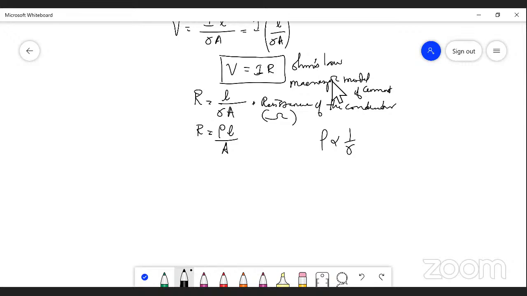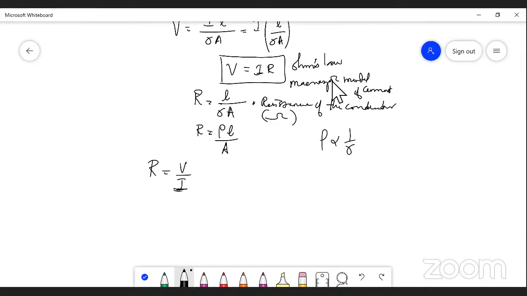So from the expression V equals IR, we can write R equals V divided by I. We can define resistance here. Resistance of a metallic conductor is defined as the ratio of voltage applied across the ends of the conductor to the current flowing through the conductor. R equals V divided by I. So I am defining resistance here, where R equals V divided by I.